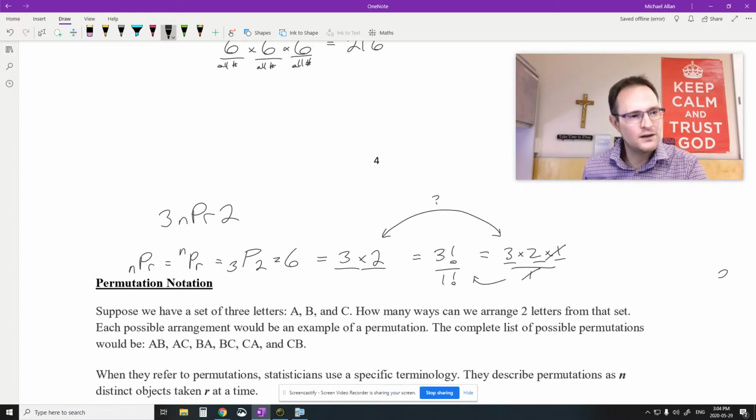Well, that 1 is the difference between the 3 and the 2. I just want to get rid of one thing. I don't want that 1, that extra letter. So I'm just going to get rid of it. Right? I'm going to get rid of that one extra piece.